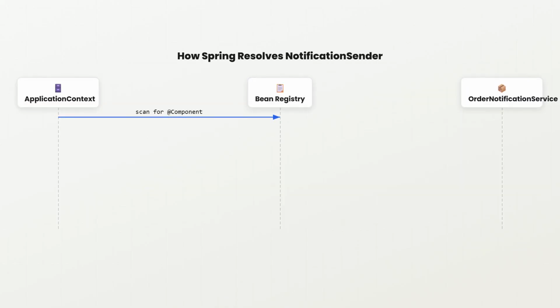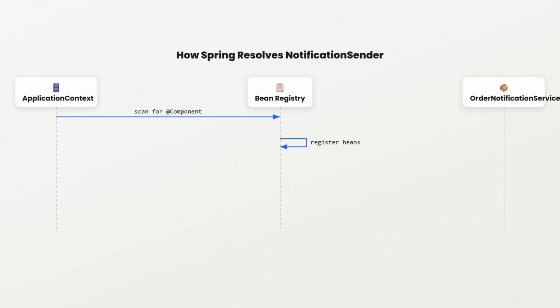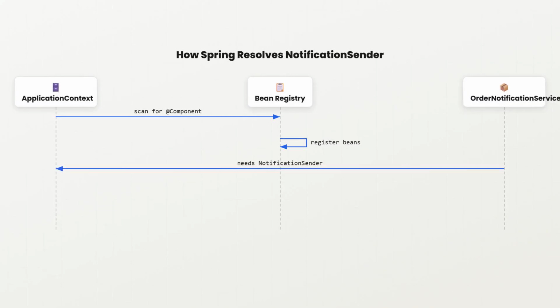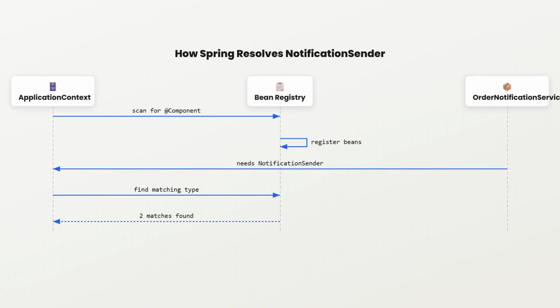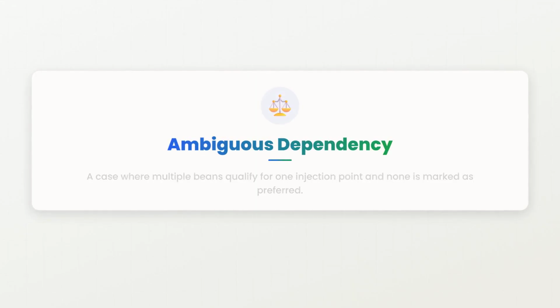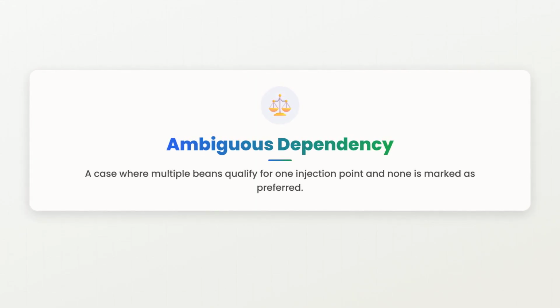At startup, the application context scans the codebase for classes annotated as components. It registers EmailNotificationSender and SmsNotificationSender as two separate beans of type NotificationSender. When building OrderNotificationService, the container sees it needs one NotificationSender in its constructor. It looks up the registry for every bean whose type matches NotificationSender. Two matches come back, and by default, Spring has no rule for breaking that tie. Without extra guidance, Spring treats this tie as an error rather than silently picking one implementation for you.